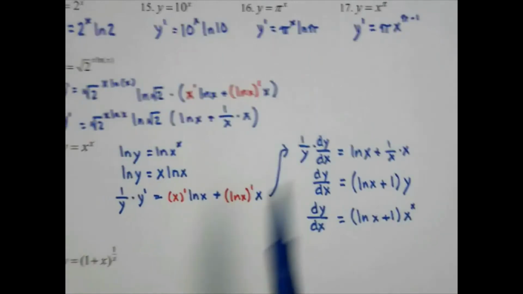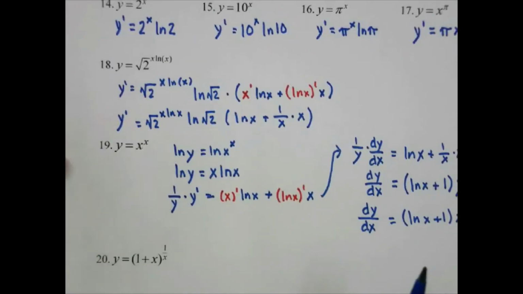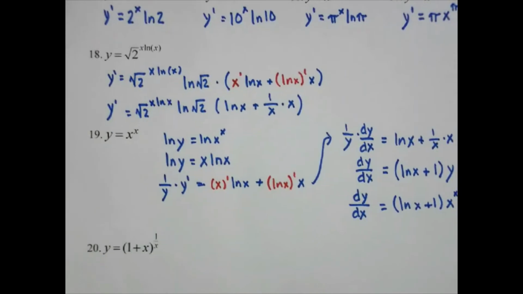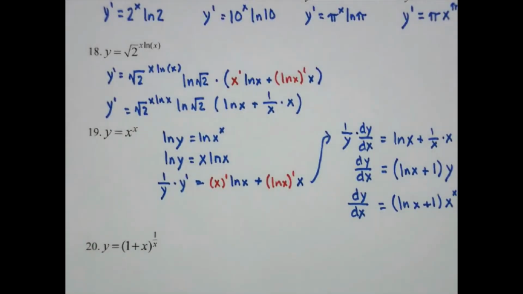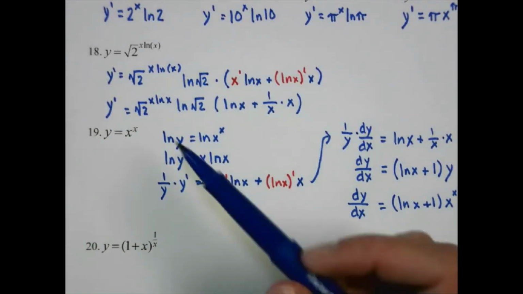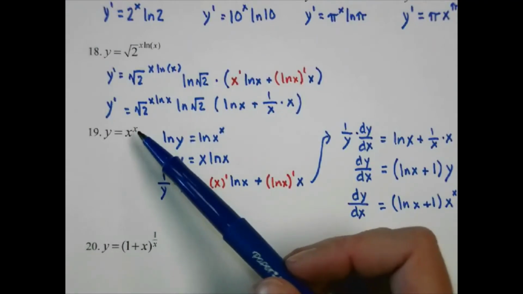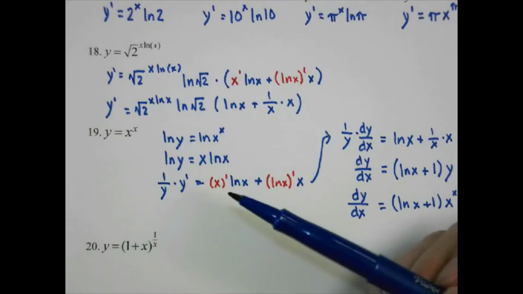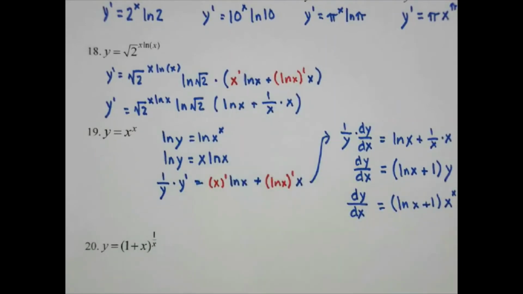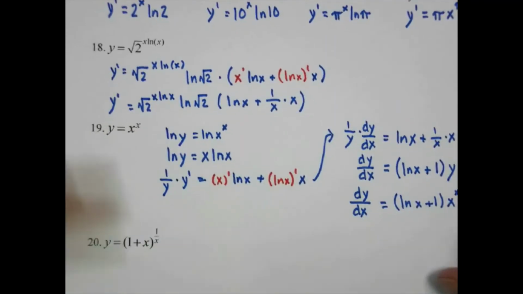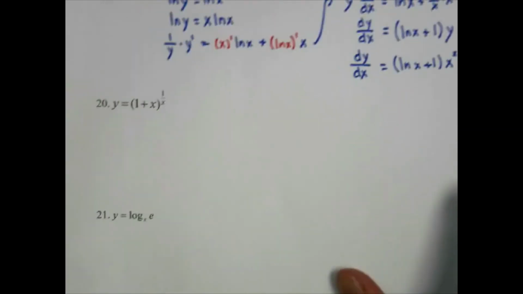So this process, where we had an x to the x, we call this logarithmic differentiation. So we use logs to deal with something where the base and the exponent both contain an x, we can use logs to simplify that. So we're going to do the same thing in the next problem.